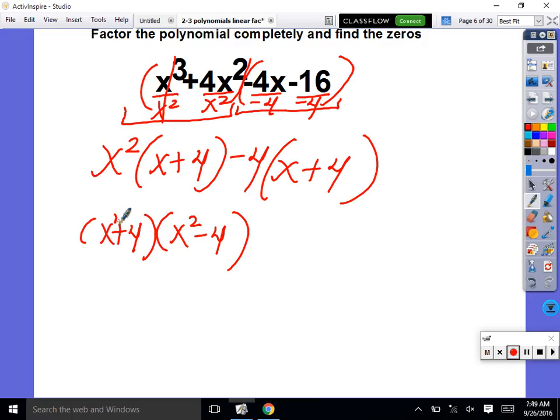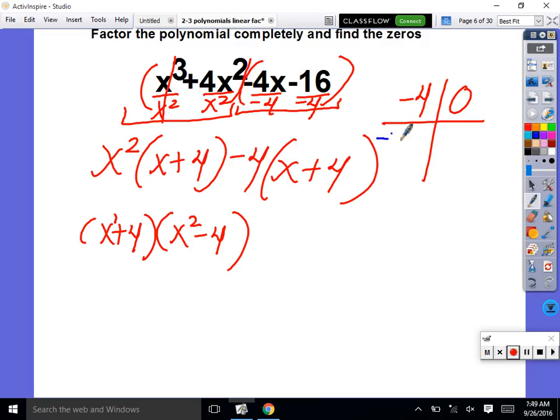So shouldn't we see if the quadratic factors even further? So we do. What multiplies to be a times c? What multiplies to be negative 4? Does everybody understand why a times c is negative 4? And our b value is 0, correct? There's no middle term. Does everybody see it? So it multiplies to be negative 4 and adds up to be 0. Those ones are really easy.